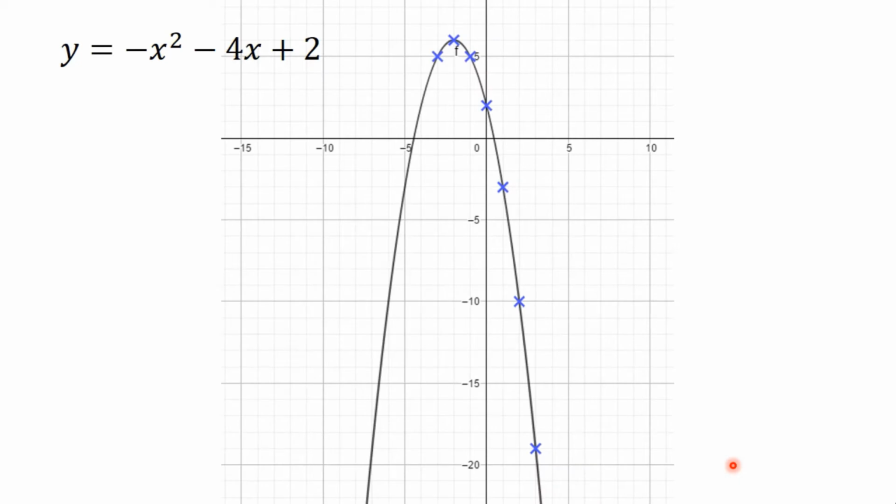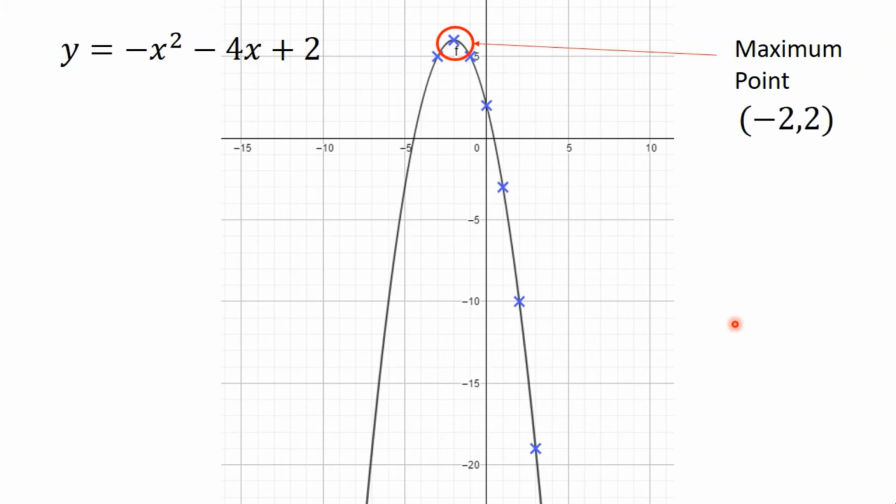So the key difference between this graph and the last one is that we no longer have a minimum point, because that would be a stupid name. It's no longer the minimum point. It's no longer the smallest point on the y-axis. It's now the maximum point. It is the largest value, which makes perfect sense. It's the top possible value. We can't go any higher than the maximum point. And in this case, the maximum point is negative 2, 2.